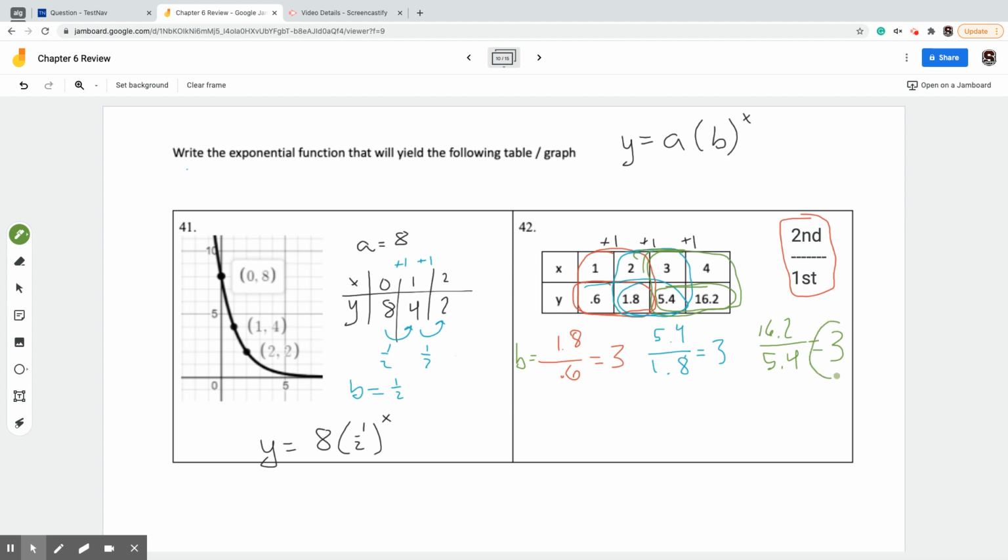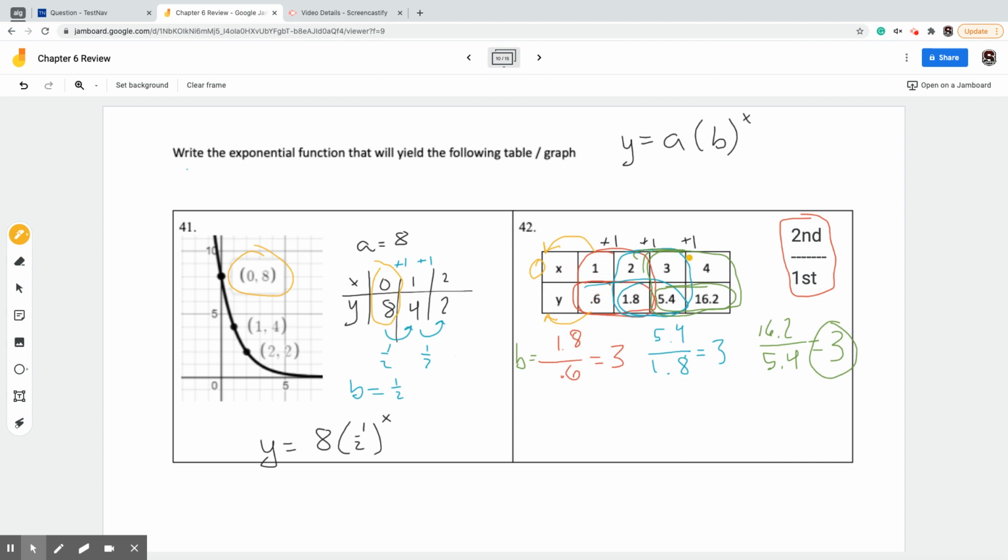It is 3 consistently. Now my 0 value, well, that's a little different. I don't have a 0 term, right? Here I had a 0, 8. I had a 0, 8 expressed in a table form. Well, I don't have a 0, 8. It starts at 1. So what I need to do is go backwards. I need to go backwards to get my 0 term.